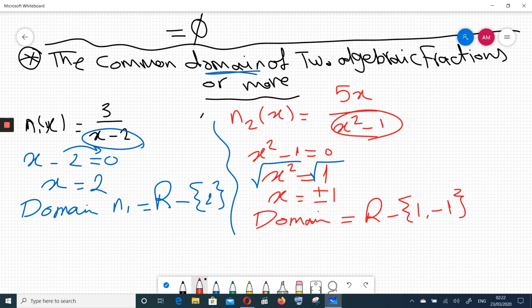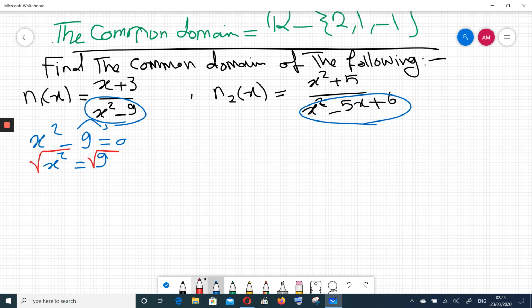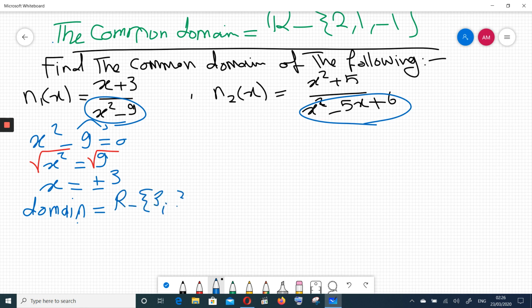What about now to find the common domain? The common domain is going to be very, very easy. Just the common domain, we put it here. So x equals positive or negative 3. So the domain here equals the set of R difference, the set of 3 and negative 3. Okay, this is for n1 of x. What about n2 of x?